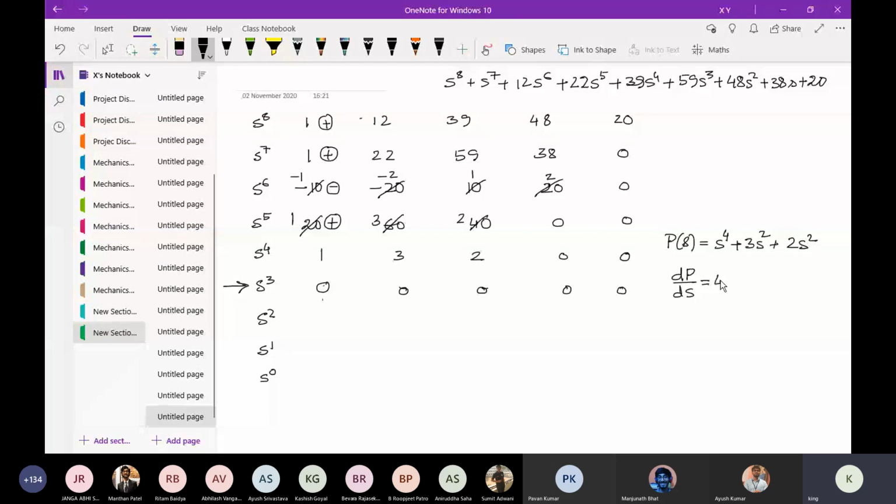So 4s cube plus 6s plus... Last term will be only 2, not 2s square. Yes. So plus 0.